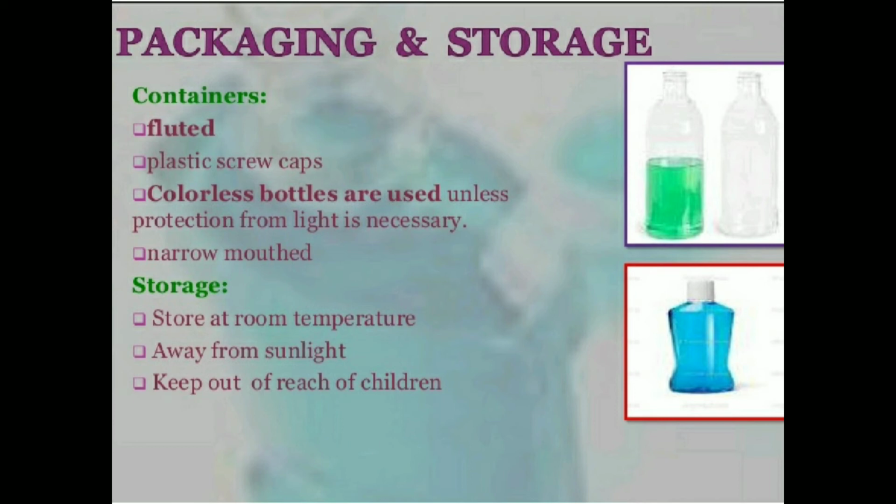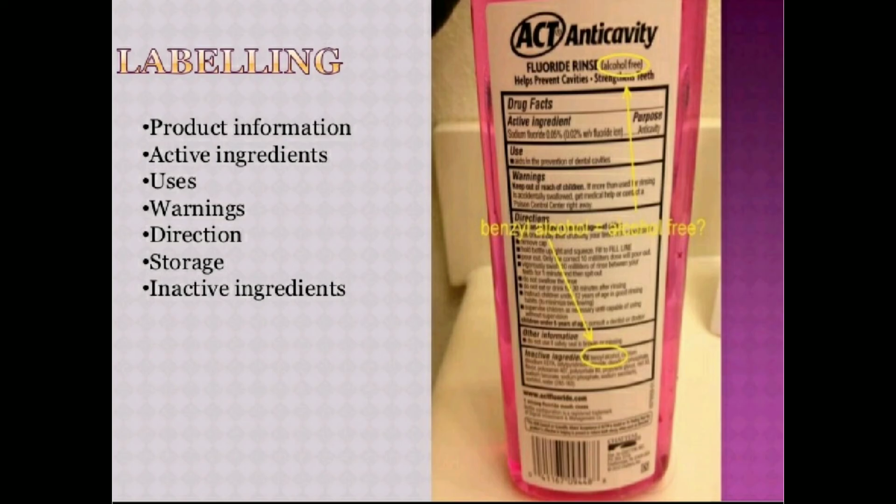This is most commonly not protected from light. This is also having narrow mouthed. It can be stored at room temperature, away from sunlight, and kept out of the reach of children. The label should contain the following details: product information, the active ingredients present in the formulation, uses, warnings, directions, storage, and if any inactive ingredients are present.